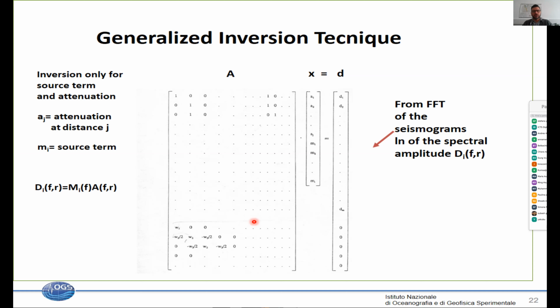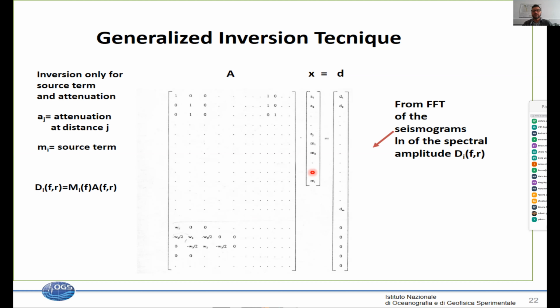If you think of the source, the path, and the site, we said that the spectrum is simply a multiplication of them. If you take the logarithm of your observation, you can write that the logarithm of your data in the spectrum is equal to the sum of the logarithm of the spectrum of the source, the logarithm of the spectrum of the path, and the logarithm of the spectrum of the site response. So we have a simple linear system.